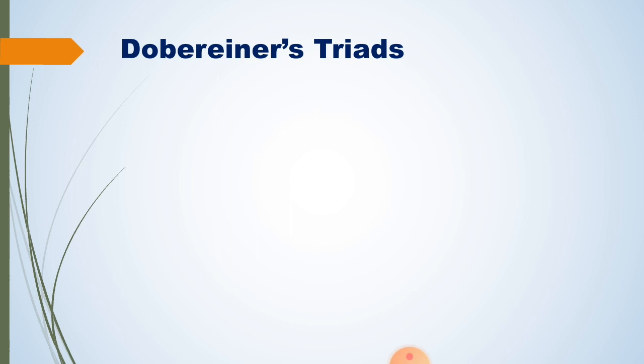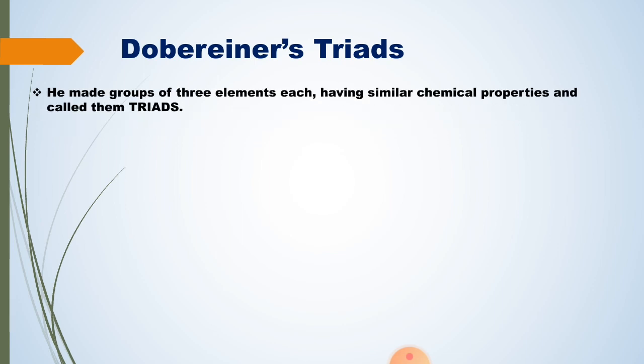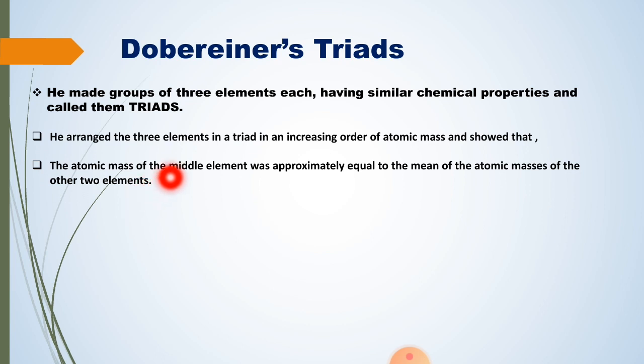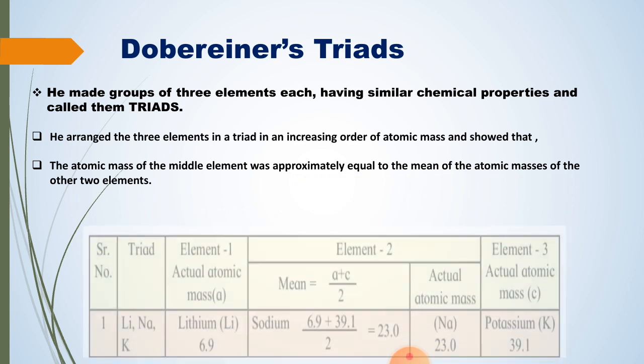In the very first video we have learned about Dobereiner's triads, which is a very interesting topic. So he made a group of 3 elements each having similar chemical properties and called them triads. Then he arranged the 3 elements in a triad in an increasing order of atomic mass, and he showed that the atomic mass of the middle element was approximately equal to the mean of the atomic masses of the other 2 elements. Let's take an example.